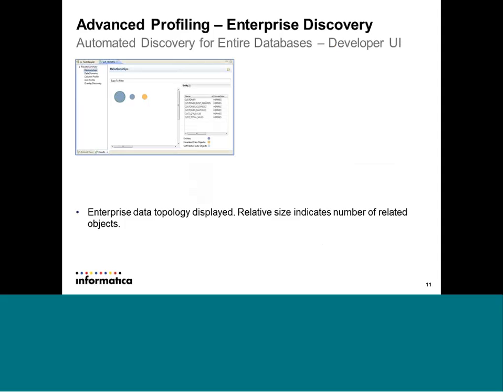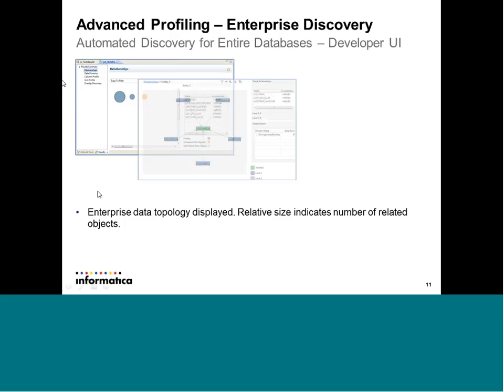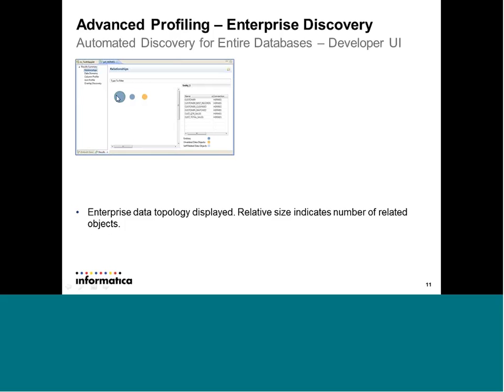So while you get a lot of the results in the analyst UI, there are certain pieces of enterprise discovery that you will only be able to use in the developer. One of those is this enterprise data topology. This shows you the relatedness of tables. Each of these circles is sized relative to the number of tables that have been found to have relationships. There are plans to have this in the analyst in the future, but right now it's a developer-only piece of the tool.